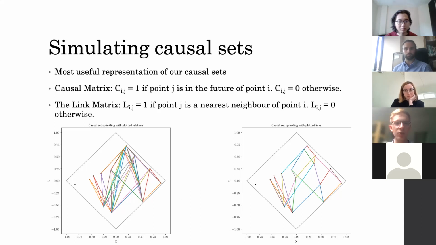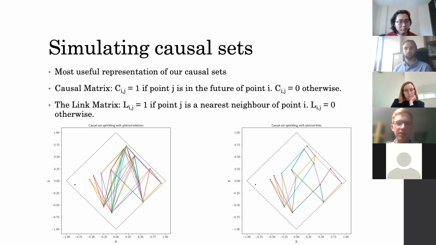If a point J is to the causal future of point I, it returns a 1, and I've included a plot here on the left of all of those relations. We have a point on the far left that has nothing to its causal future or past, so it doesn't have any causal relation to any other point, and the more central points have a lot of causal relations. We were able to use this causal matrix to calculate the link matrix, which has a tighter restriction on giving a 1 for a given entry.